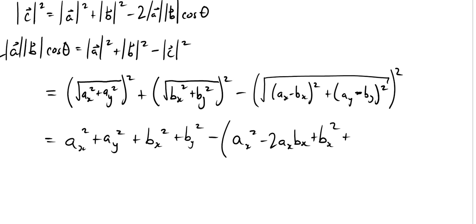Plus, we okay with that? Binomial expansion. That's like a minus b all squared. And they just all have x's on them. Okay. Plus ay squared minus 2ay by plus by all squared. End bracket. And what do we notice?